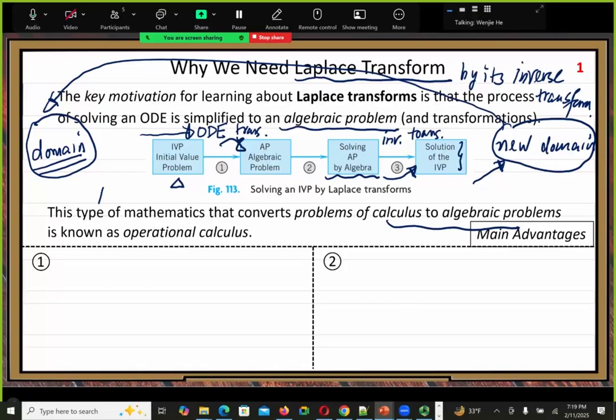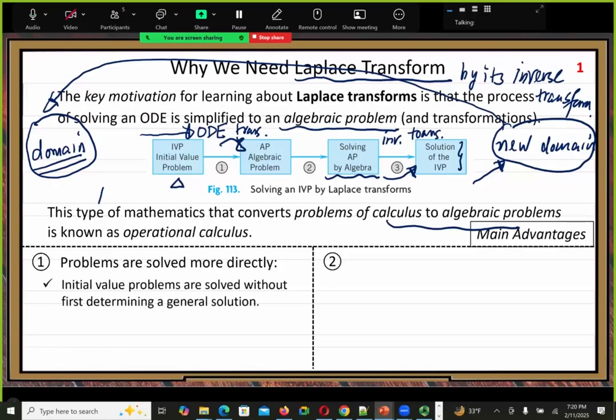Let's look at the properties. The main advantages of this method: the problems are solved more directly. Initial value problems are solved without first determining a general solution, because when you apply the transform, the Laplace transform covers both the equation part and the initial value part together.